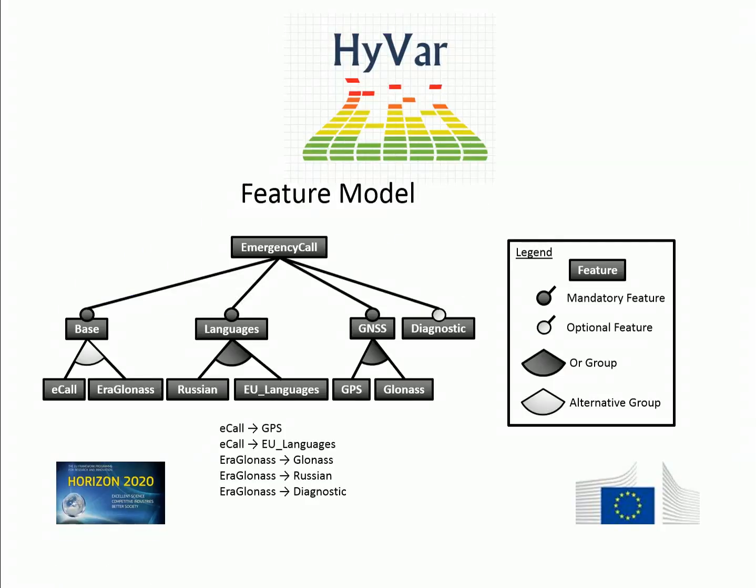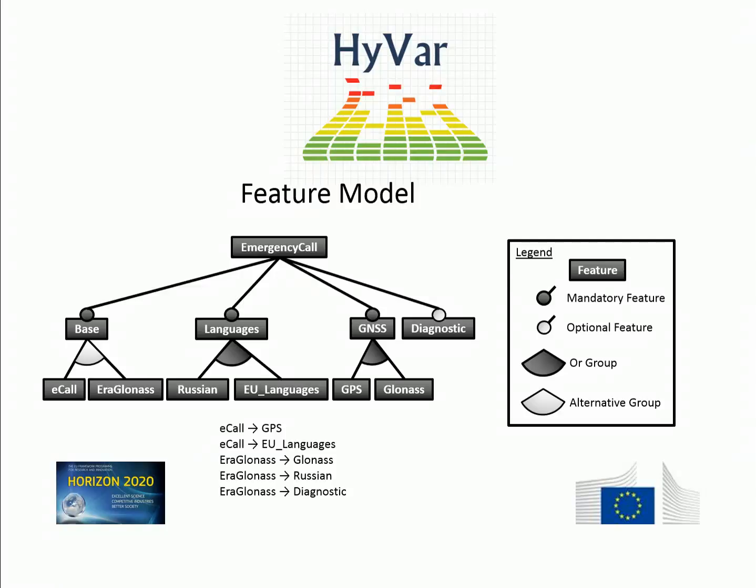A feature model represents a variability model in a hierarchical tree structure of features. Features represent functionality of products. This example refers to the emergency response system use case from the automotive domain, which must support both the European eCall and the Russian ERA GLONASS features and behave in different ways depending on the current location.